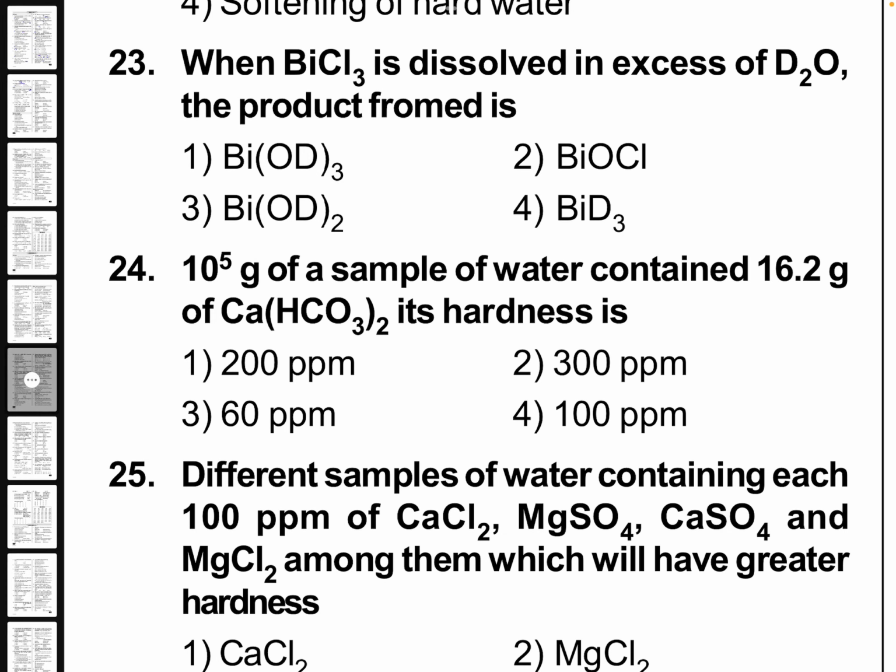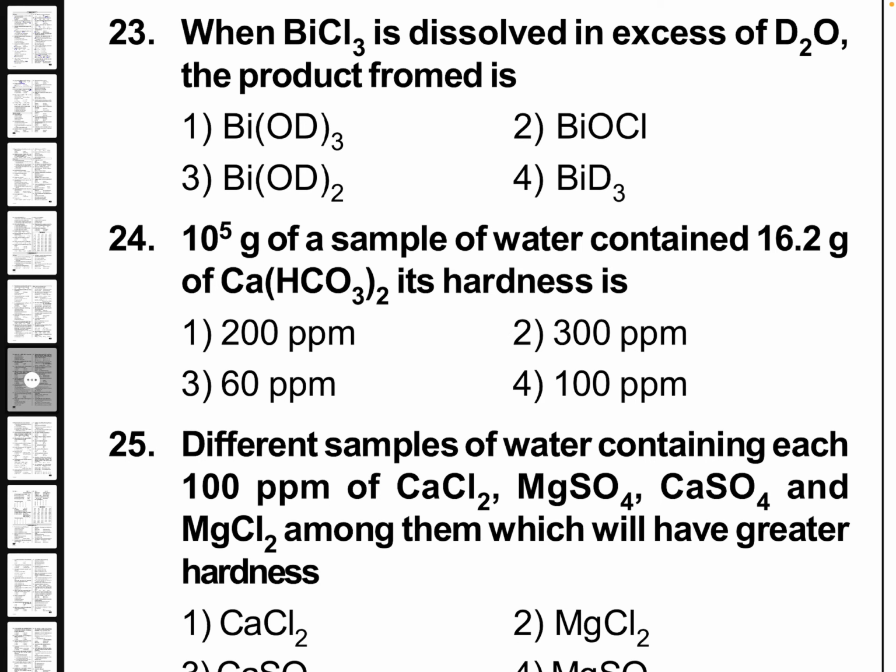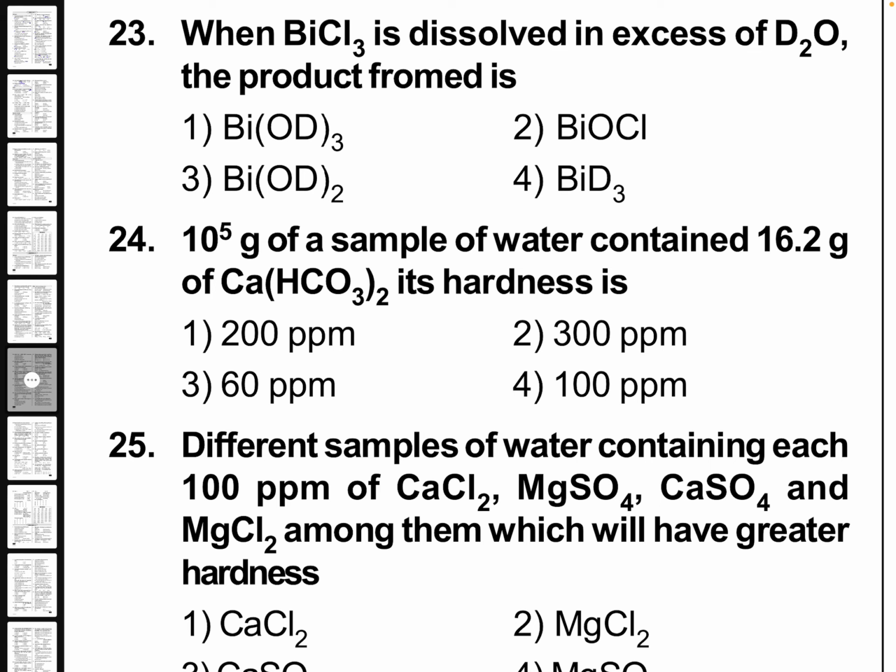When BiCl3 is dissolved in excess of D2O, the product formed is, generally BiCl3 with water gives BiOCl. And here also the same thing happens, BiOCl. It won't form BiOD. Remember this point. Okay, now BiCl3 plus water, BiCl3 plus D2O, gives BiOCl. This is a bit memory based. You can remember 2 chlorines out, 1 oxygen in.